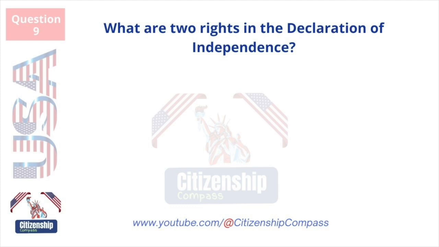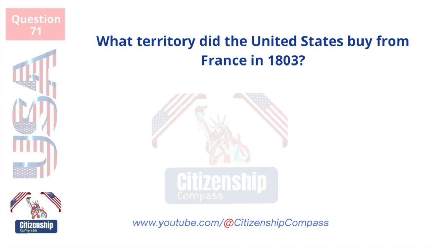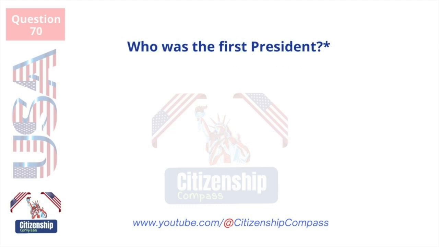What are two rights in the Declaration of Independence? Life, liberty. What territory did the United States buy from France in 1803? The Louisiana Territory. Who was the first president? George Washington.